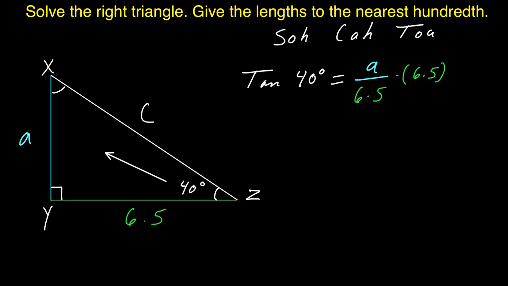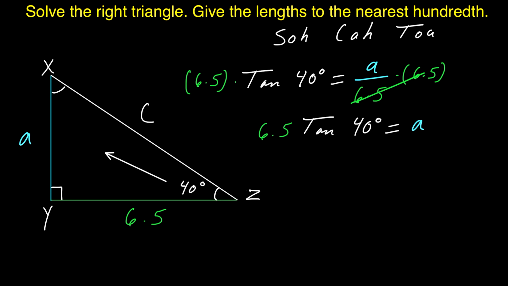So 6.5 there, 6.5 here. These cancel out, and I'm just left with 6.5 times the tangent of 40 degrees equals A. And that's exactly what I want. I can now input this into my calculator. 6.5 times the tangent of 40 degrees equals A, and we should get the side length A.